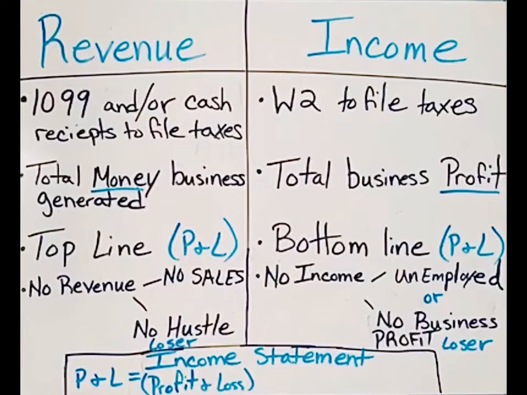On the left is revenue, and on the right is income. As I stated earlier, business owners earn revenue and employees earn income. Business owners as well as subcontractors receive a 1099 or cash receipts to file their taxes, whereas employees receive a W-2 form from their employer to file their taxes.